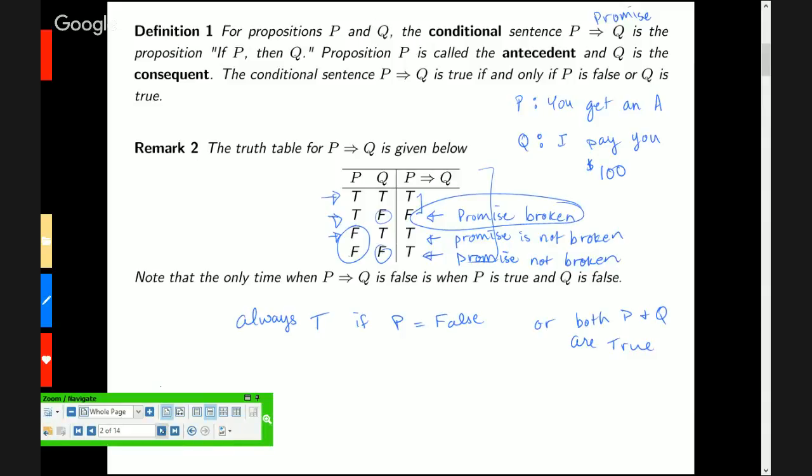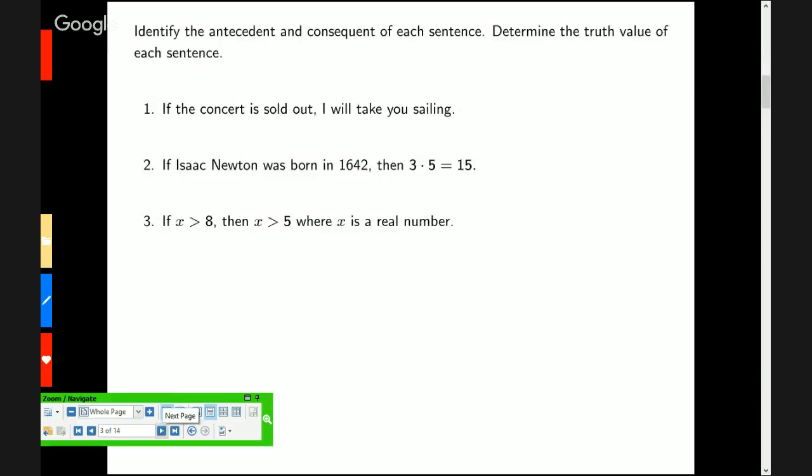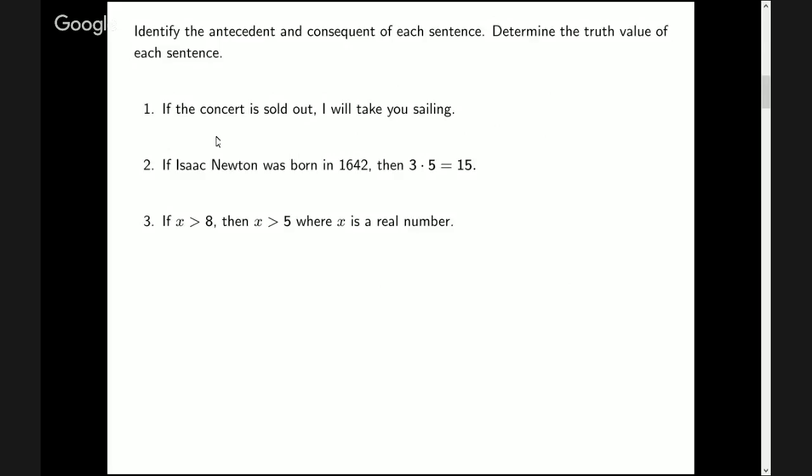Okay, keeping that in mind, let's identify the antecedent and consequent of each sentence and then determine the truth value of each. So what is the antecedent for this first one up here? Well, actually, it's everything except the if. The concert is sold out is the antecedent. How do you spell that? Antecedent. And what is a consequent? I will take you sailing.